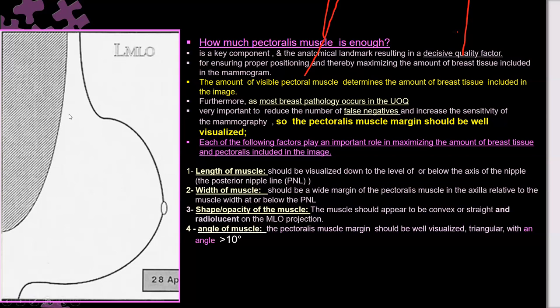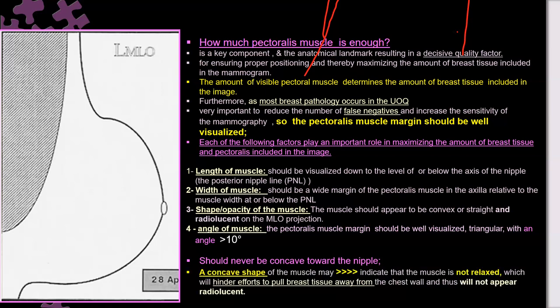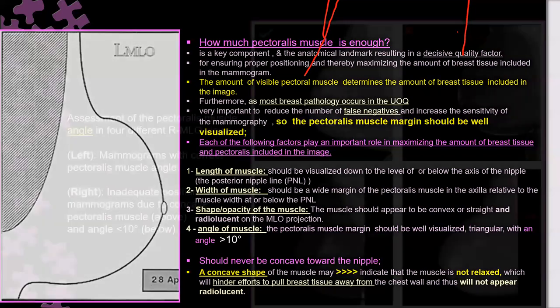And the angle should be 10 or more. We'll see examples for that, don't worry. As we mentioned, it should never be concave. If it is concave, it is not optimum. A concave shape means it is contracted, not relaxed. That means it pulls the tissue toward the chest wall, and hinders the effort to pull the breast from the chest wall, so some of the tissue is most likely not included in the image.